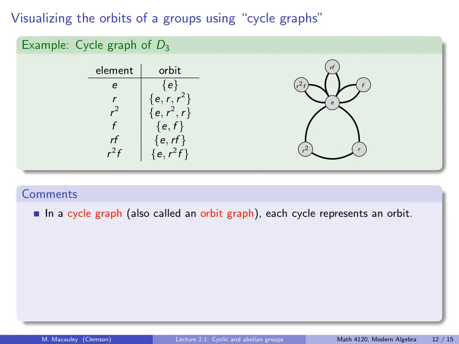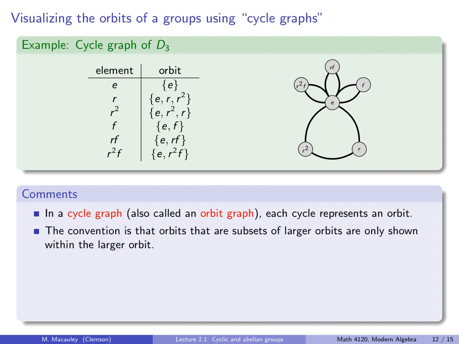So a few comments. In a cycle graph like this, also called an orbit graph, every cycle represents an orbit. That's an orbit, that's an orbit, that's an orbit, and that's an orbit. But wait a second, we have 5 orbits, not 4, right? Well, hold off on that. The convention is that orbits that are subsets of larger orbits are only shown within the larger orbit.